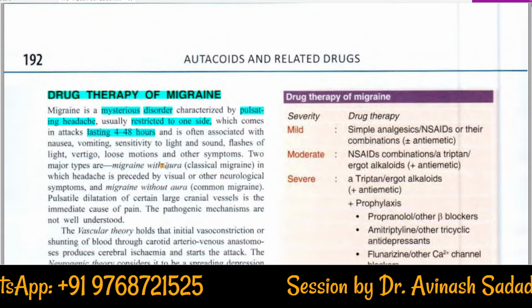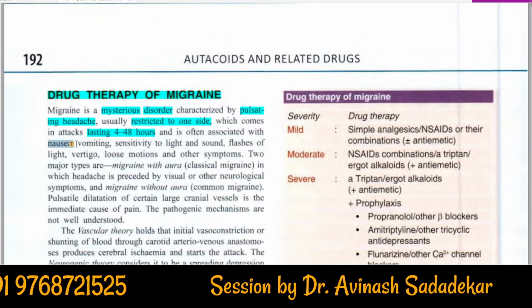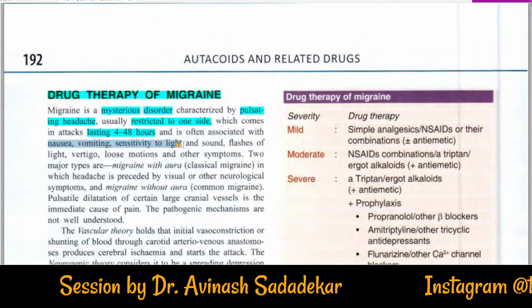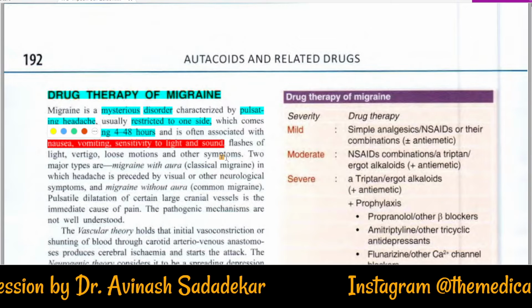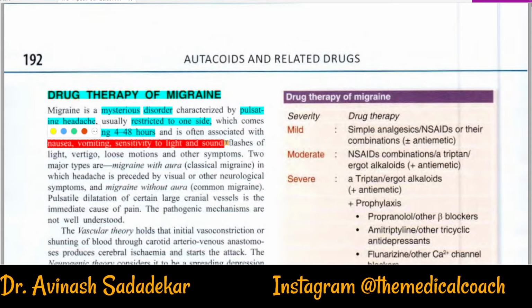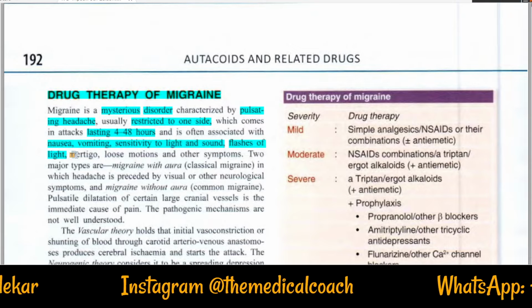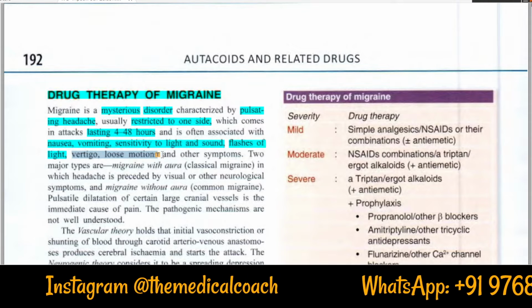The patient also tells you that he has symptoms like nausea, vomiting, photophobia, that is sensitivity to light, sensitivity to sound. So there's phonophobia and photophobia. There are flashes of light that the patient can see. He has vertigo, loose motions, and many other symptoms are there.